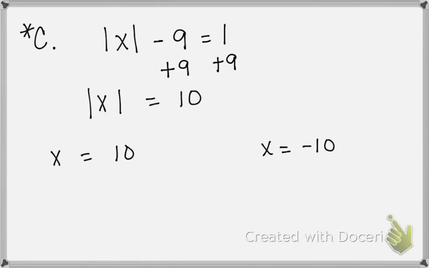All right, so you see here, I moved over the 9 first because I wanted the absolute value, this piece alone. So I had to get that 9 away because it was being subtracted. So I got absolute value of x equals 10. Then I set up my two equations, x equals 10 and x equals negative 10. That's my answer. So I could graph it if I need to. Negative 10, closed circle, 10, closed circle, and that's my graph.